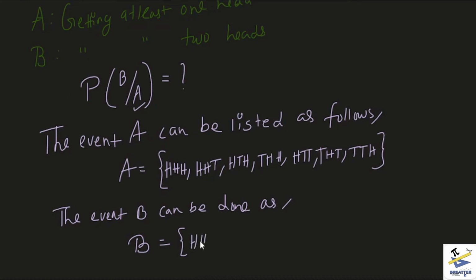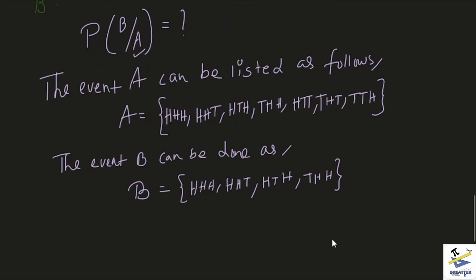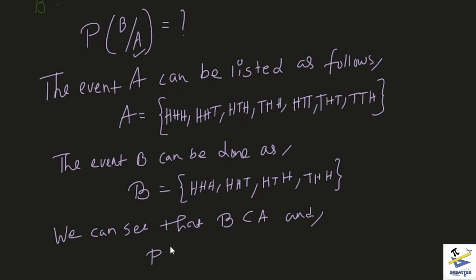and the event B is simply HHH, HHT, HTH, and THH, right? As you can see clearly, B is a subset of A, and probability of B should just be equal, because A is the sample space here, and this is what we want. We only want to find B here, given that A is a sample space, right? So this should be mod of B by mod of A, isn't it?